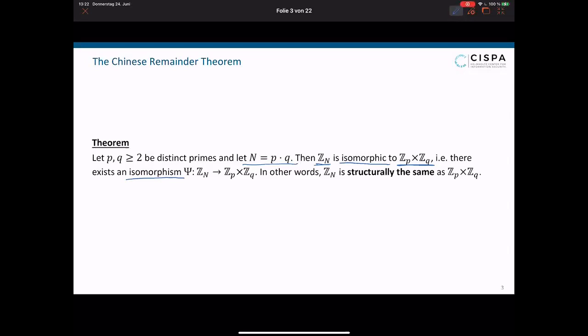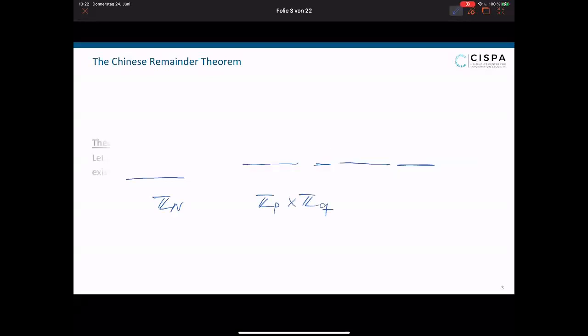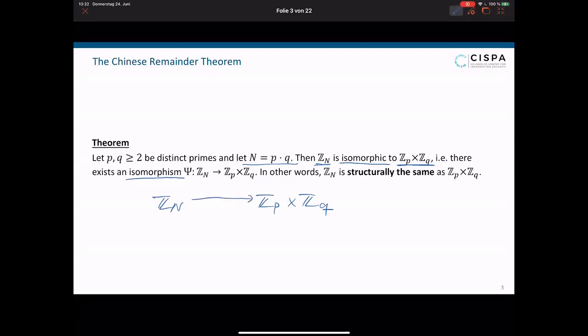Then basically this means if you have your Zn here and Zp times Zq here, you can translate from Zn to Zp times Zq via phi and translate back to Zn via phi inverse. Someone is asking what is meant by structure, and the structure that I'm talking about here is the ring structure. Okay, what does that mean?